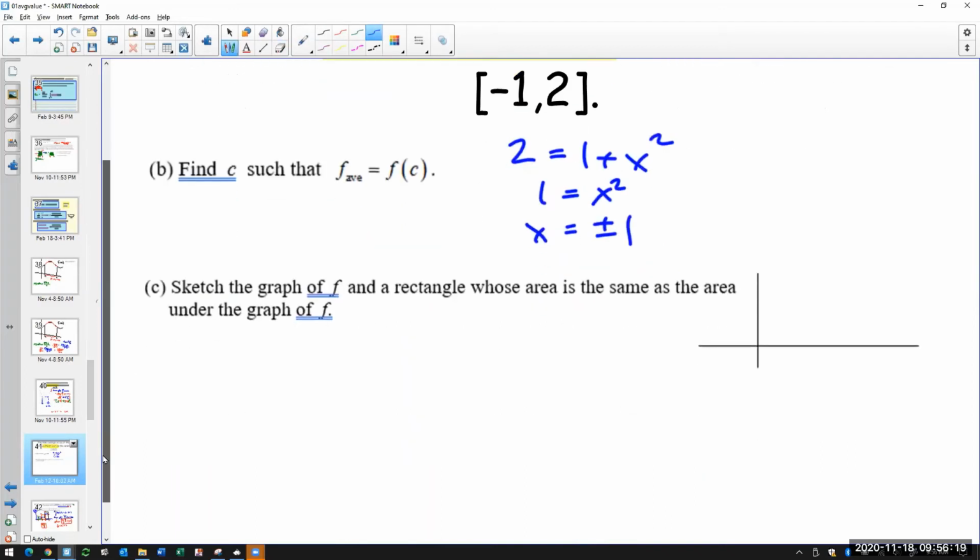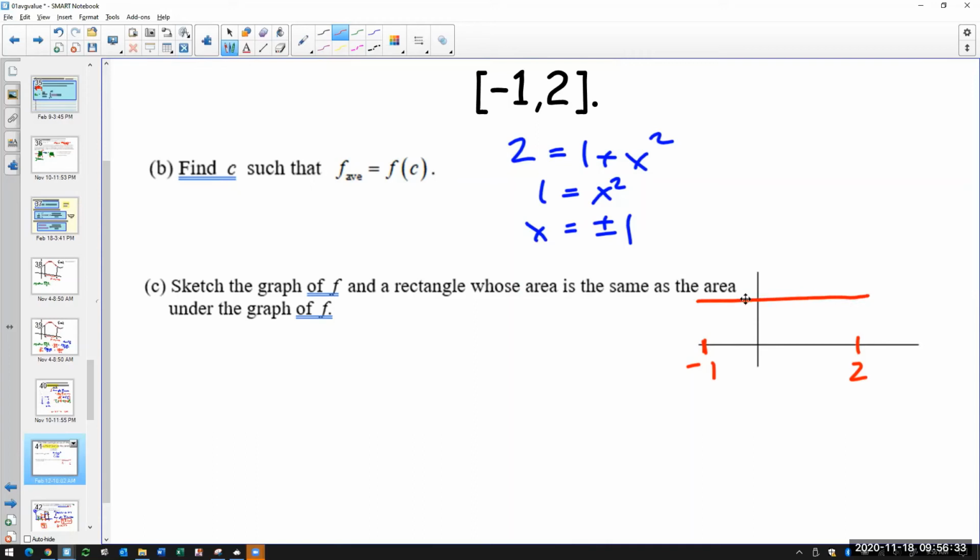And then they can also say, sketch the rectangle where you have the same area. So all that means is take your M&Ms, you push down your M&Ms between negative 1 and 2 until you got a height of 2. So that's a height of 2. And then draw that rectangle, and the area of this rectangle is going to have the same area as the area under the curve of f of x between negative 1 and 2.